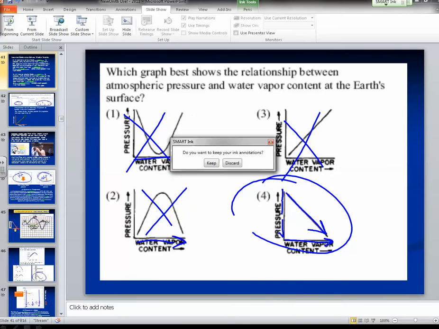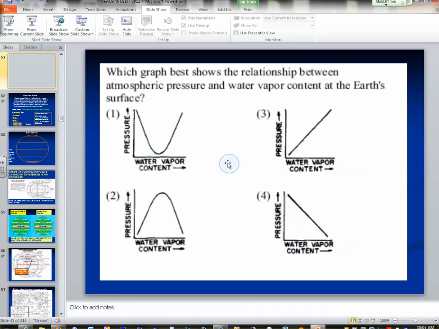All right, guys, these are kind of complicated. Weather relationships can be a little tricky. It's a lot of conceptual information here.